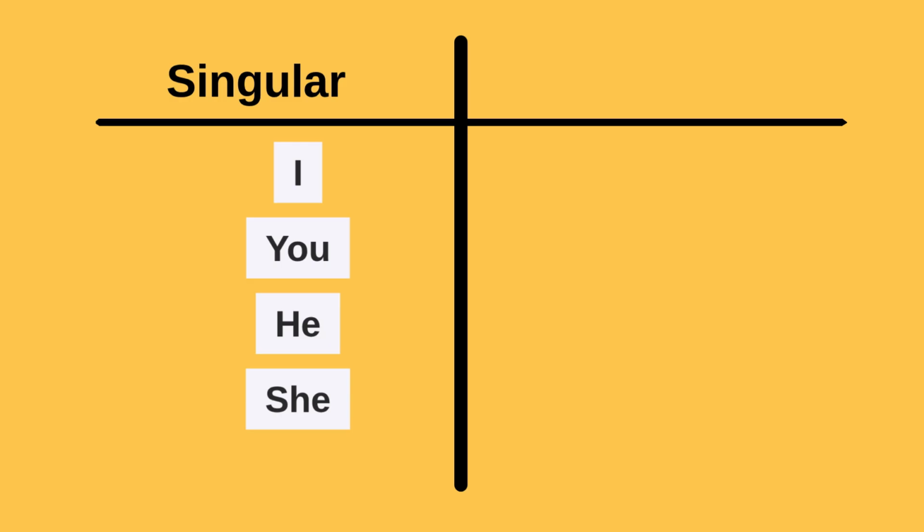First, the singular pronouns, when you're talking about one person or one thing. I, yourself. You, the person you're talking to. He, one man or boy. She, one woman or girl. It, one thing, place, or animal.